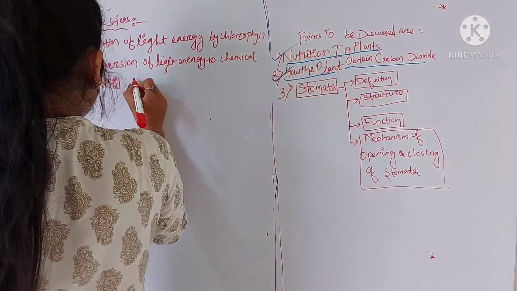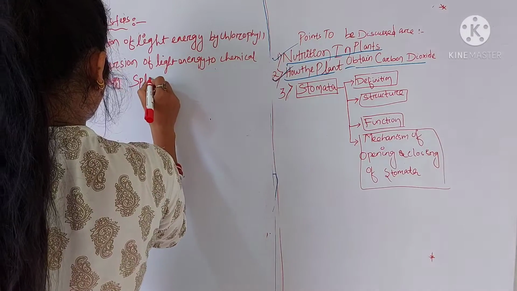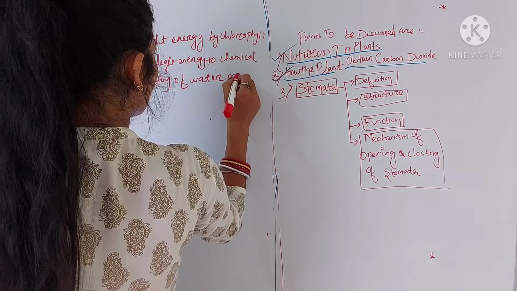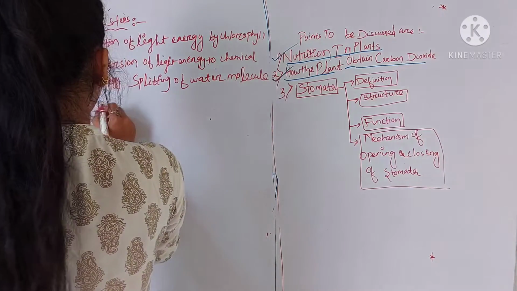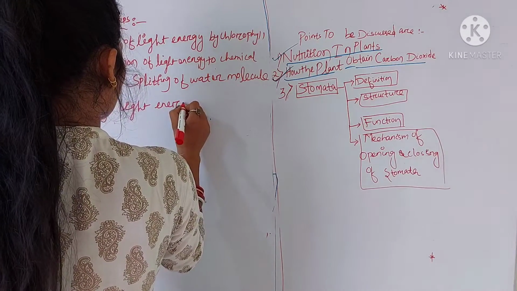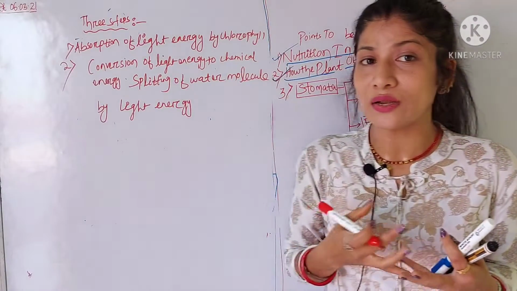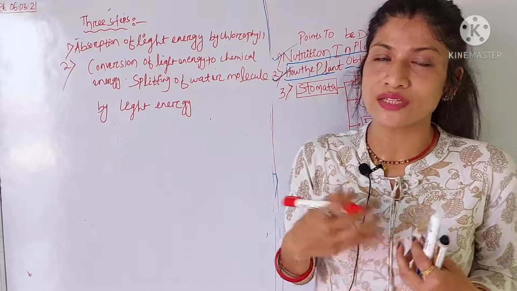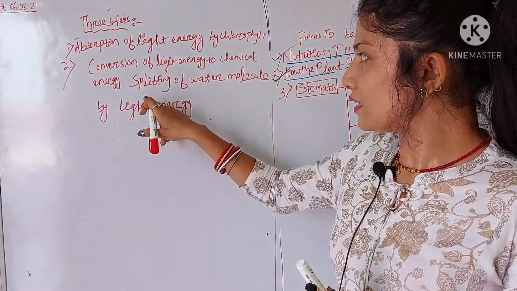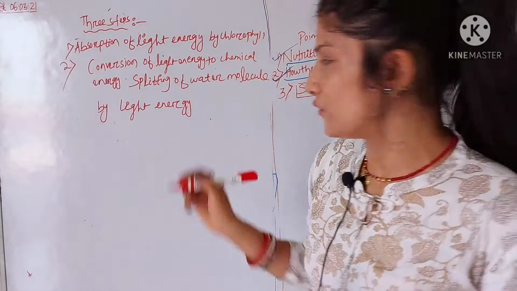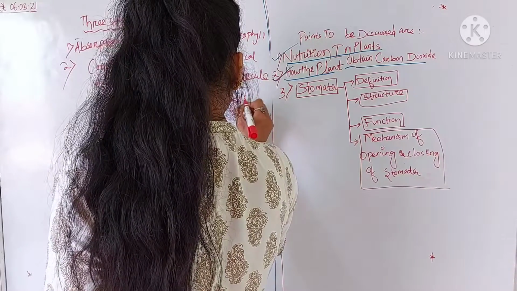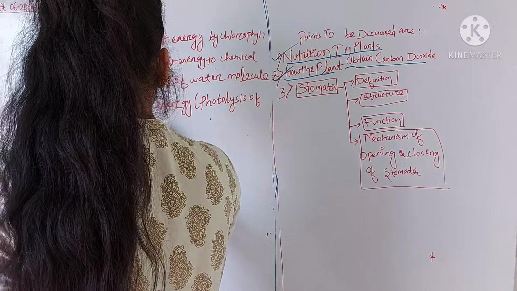And here another step is there: splitting of water molecule by light energy, which is commonly known as the photolysis of water. In higher classes you will study it better. So conversion of the light energy to chemical energy and splitting of the water molecule by the light energy, which is known as the photolysis of water, or splitting of water.